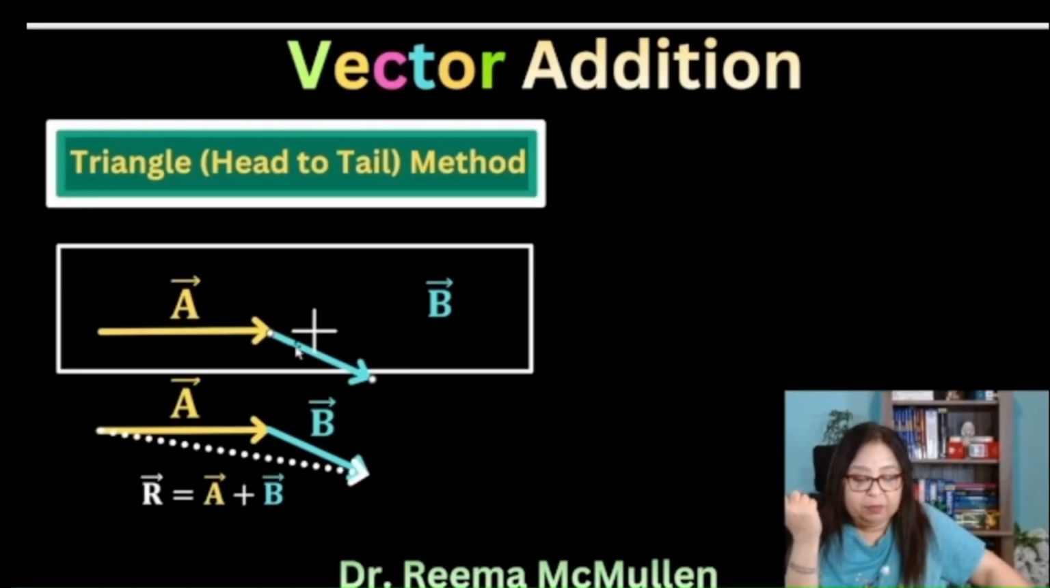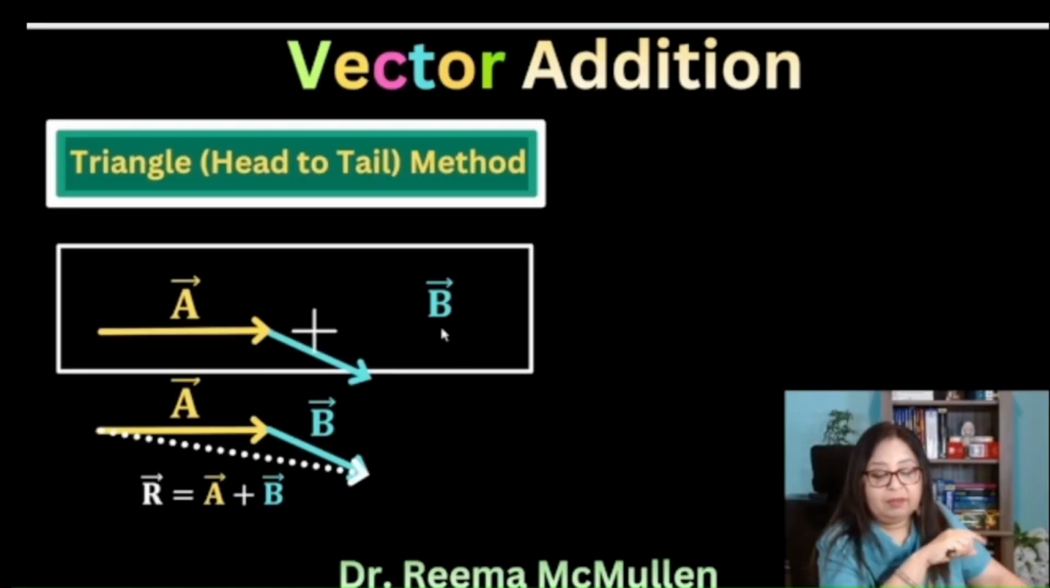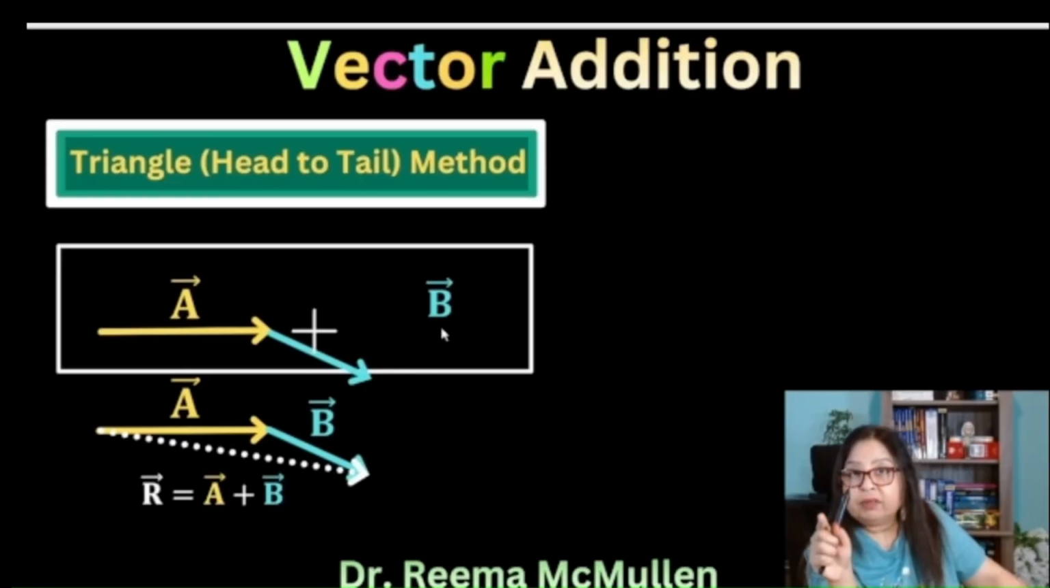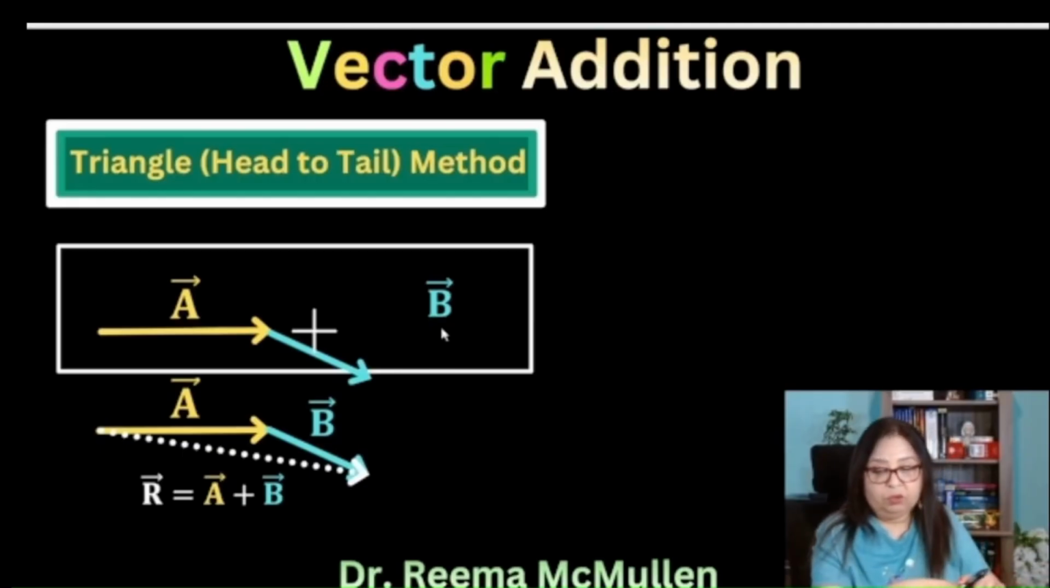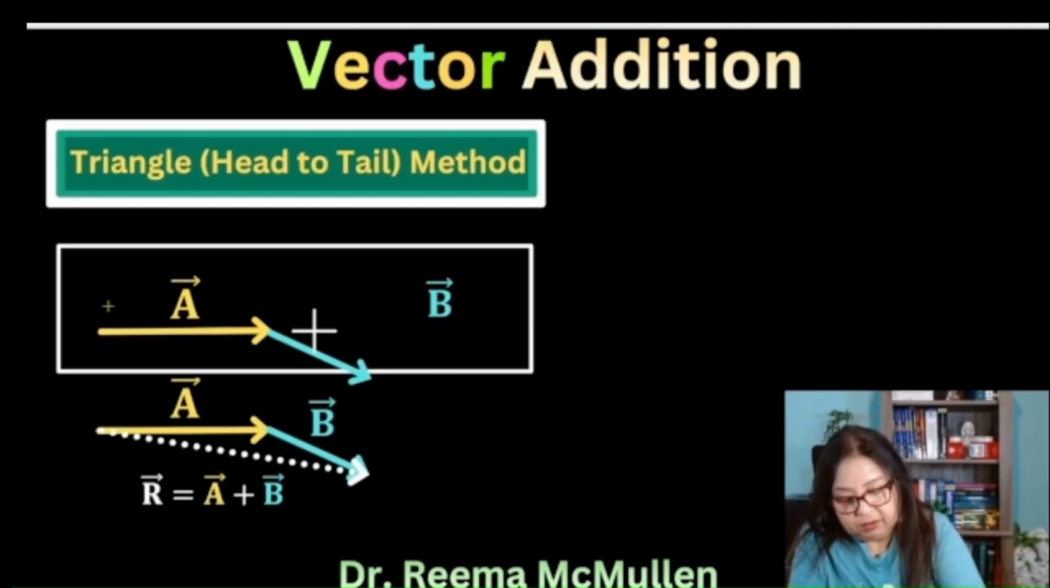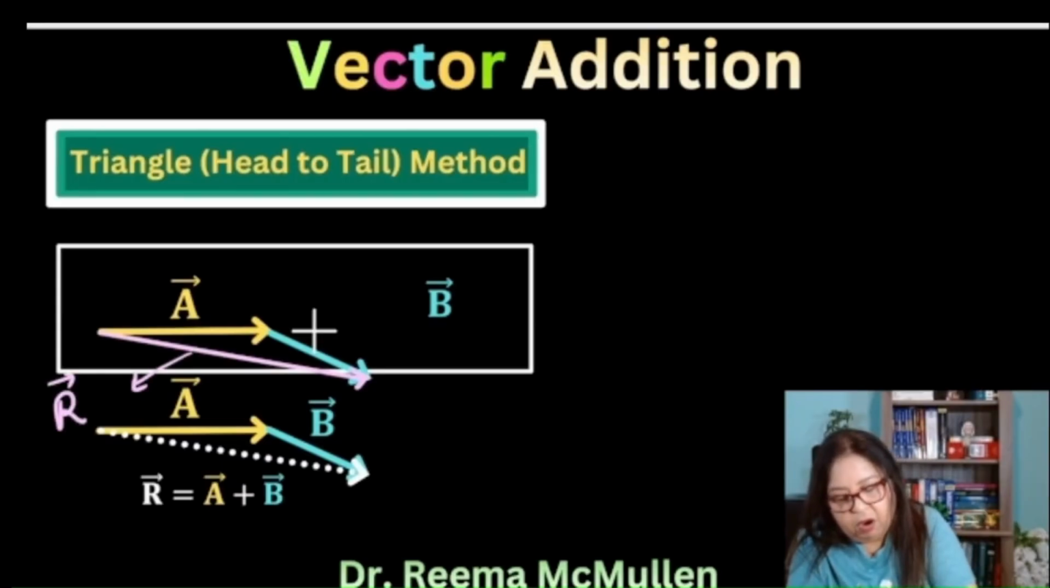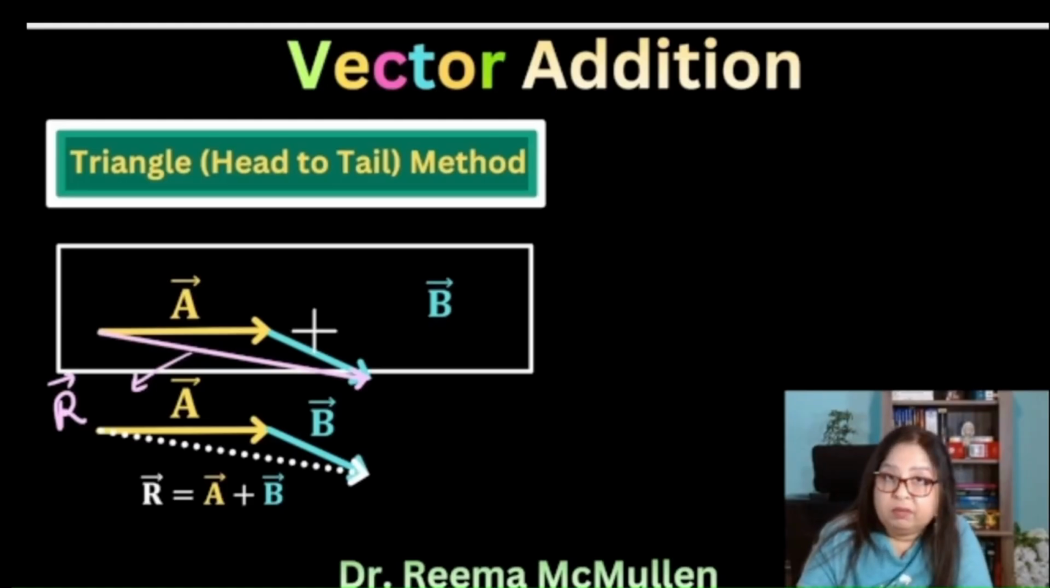You see that? Next, to get the sum of these two vectors A and B, we are going to draw a third vector that originates at the tail of vector A and ends at the head of vector B. So that is going to be something like this. This pink line is the resultant vector R. It is equal to A plus B.